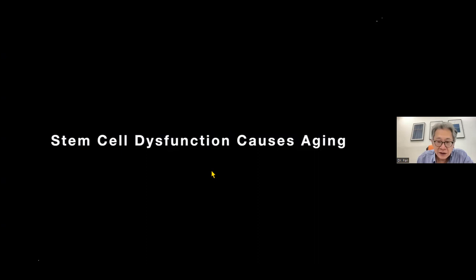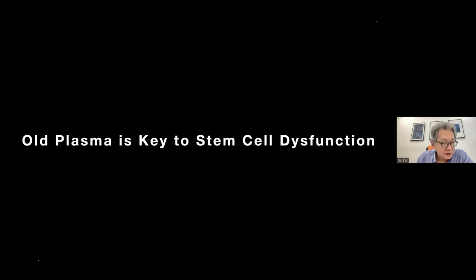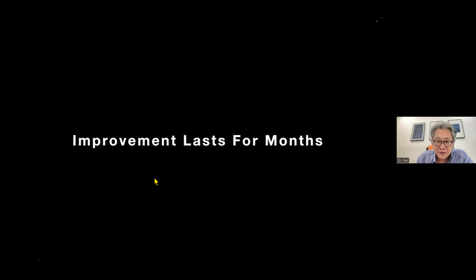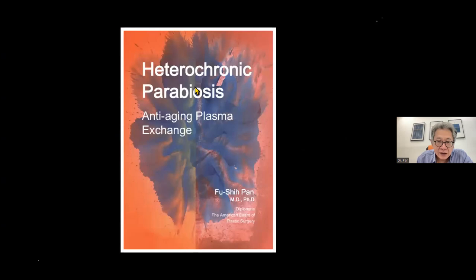Okay. So stem cell dysfunction is the cause of aging. And the old plasma is definitely not good for the stem cell function. So intermittent plasma conditioning technology can improve the stem cells in the old plasma, and the results can last for several months. And that's the reason we think heterochronic parabiosis based anti-aging plasma conditioning is the way to go for the anti-aging market in the future.